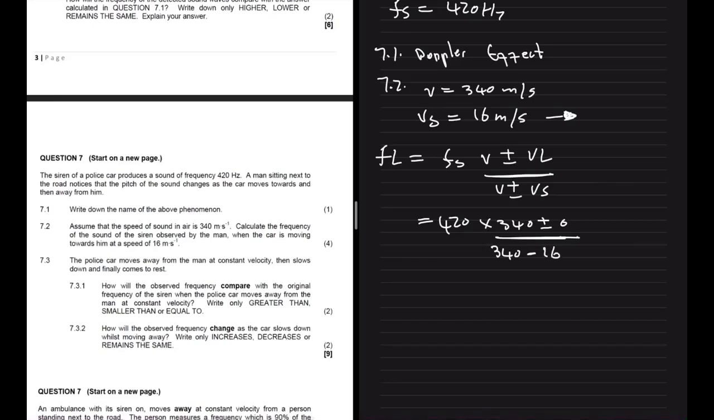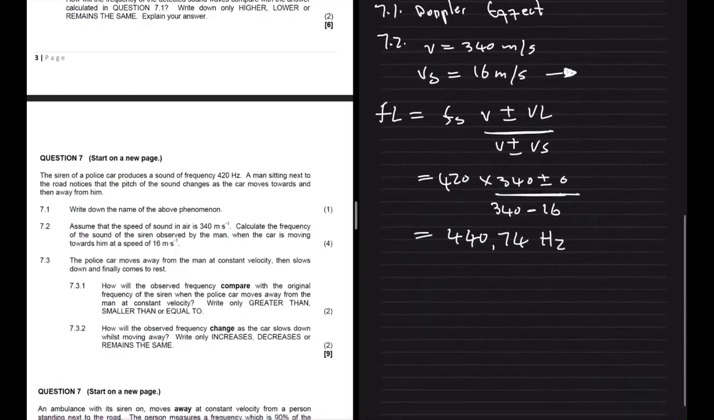As the speed of the sound source is given, now it's just a matter of putting it into the calculator. We have 420 multiplied by 340 plus or minus 0, so we don't have to put anything there. Then we have 340 minus 16, which is going to be 440.74 Hertz. Yeah, that is it.